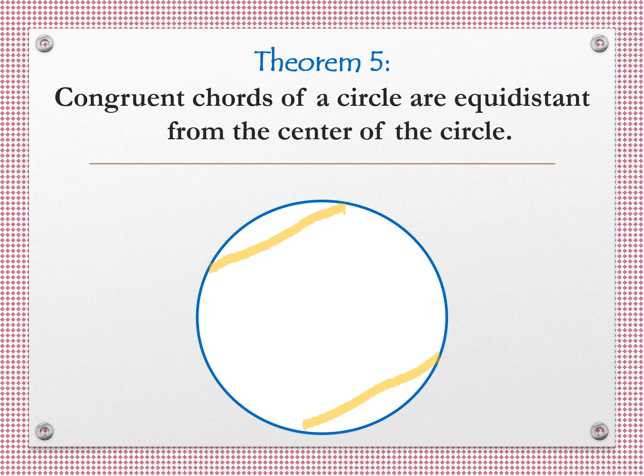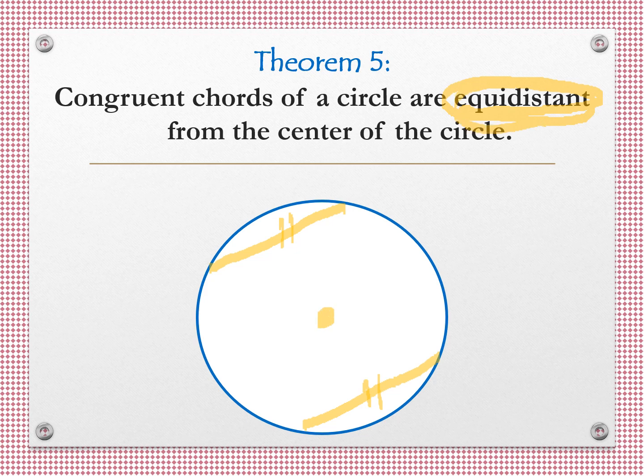So let us assume that the two chords are congruent, meaning to say they are equal in length. According to the theorem, as long as the two chords are congruent, then they are equidistant from the center of the circle. So what do you mean by equidistant? The same distance from the center.